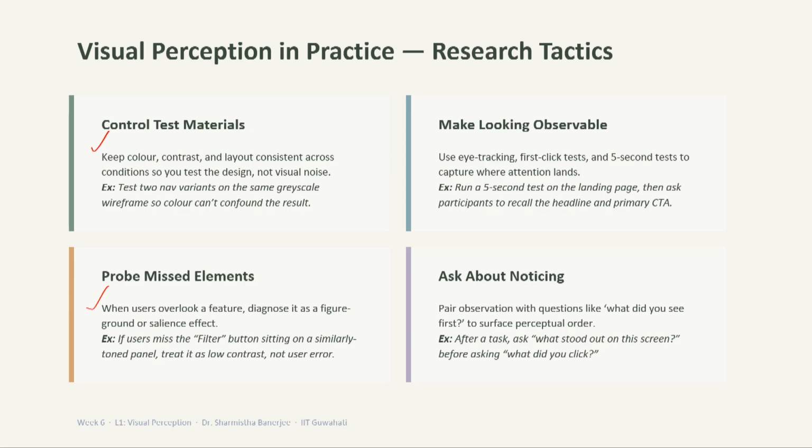Ask about noticing. So pair observation with questions like, what did you see first, to surface perceptual order. So after a task, ask what stood out first on this screen before asking what did you click. You may also ask, okay, I saw that you went to this particular banking web page and you clicked onto this particular icon to log in. What made you feel that that particular icon will take you to the login page? So you are now trying to understand what it meant to the user.